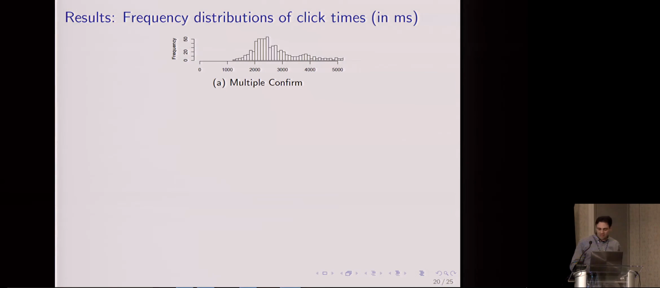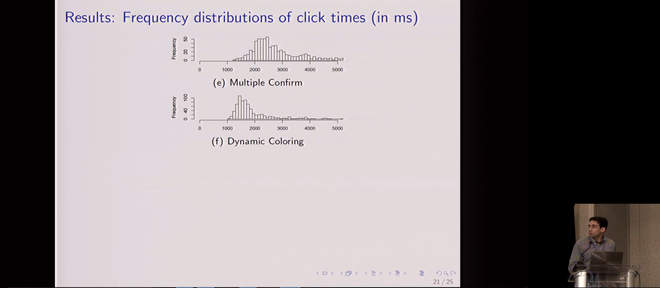So now this is what we get. This is multiple confirm, so better than the previous study, but still not really fast, between 2 and 3 seconds and a long tail here. And now this really surprised us. Dynamic coloring right there between 1 and 2 seconds per click. So that was really surprising for us, and also the tail is much less pronounced.